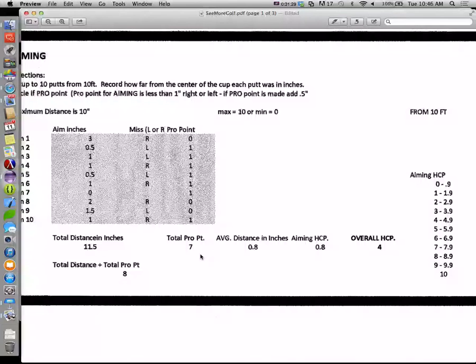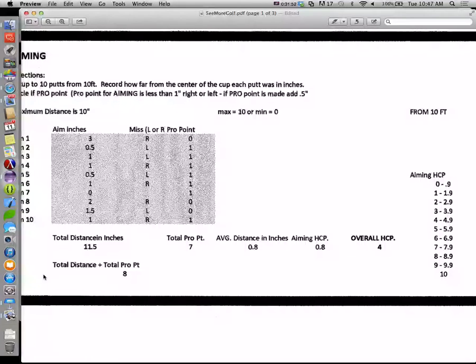So this comes out to 3.5. So we're going to take 11.5 minus 3.5 to give us 8. 8 divided by the total number of putts, which is 10. So 8 divided by 10 is 0.8. So it should say minus instead of plus. This should say minus total pro points times 0.5.